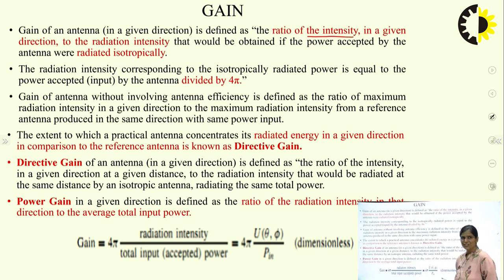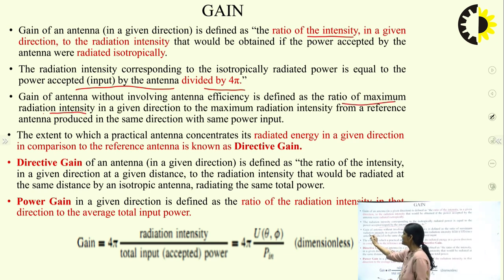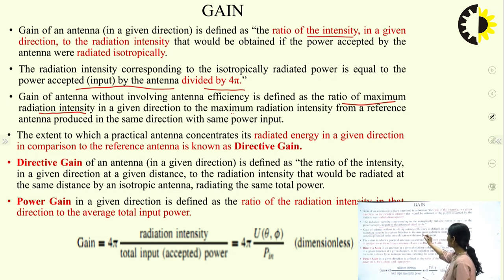Now, radiation intensity corresponding to the isotropic radiated power is equal to what? It is equal to the power accepted, meaning the input power to the antenna, divided by 4 pi. Now, gain of an antenna without involving antenna efficiency is defined as the ratio of the maximum radiation intensity in a given direction to the maximum radiation intensity from a reference antenna.